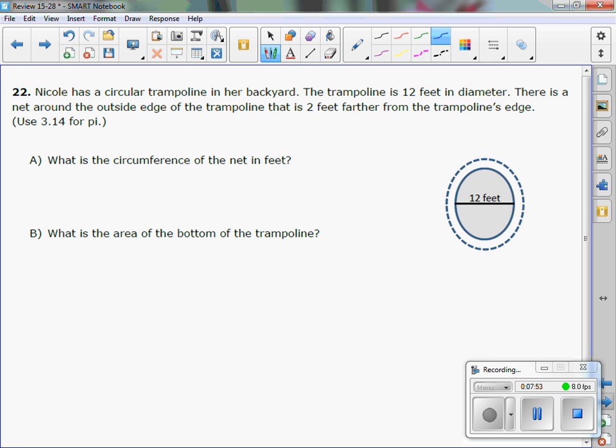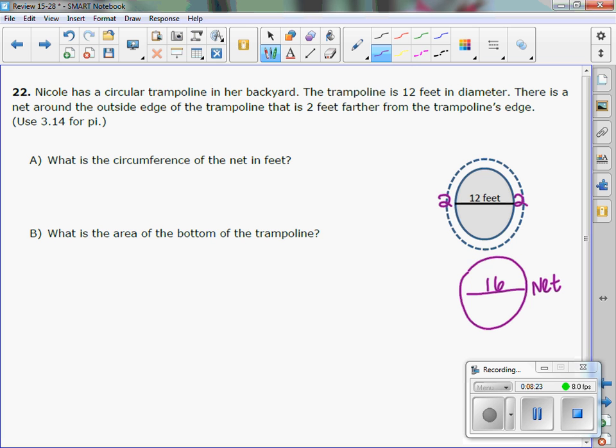22, Nicole has a circular trampoline in her backyard. The trampoline is 12 feet in diameter. There's a net around the outside edge of the trampoline that's 2 feet farther from the trampoline's edge. So part A asks, what's the circumference of the net? So in this picture, my net's the dotted line. And they tell us that the net comes out 2 feet further than the trampoline. So if this was my net, the diameter of the actual net is 2 plus 12 plus 2, which is 16.